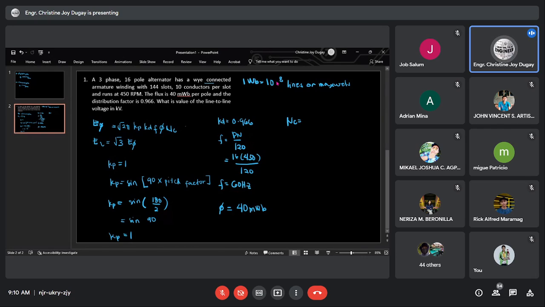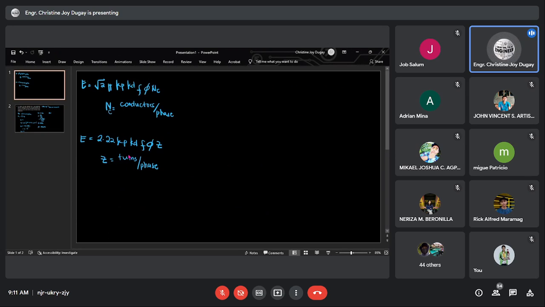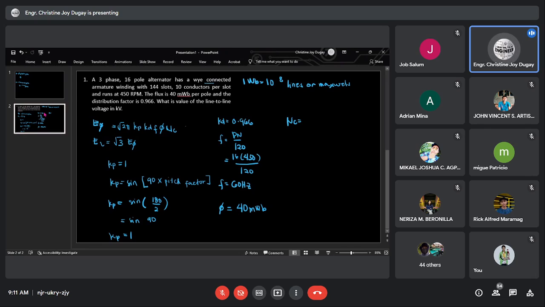NC is equal to, ano? Saan natin makukuha? Ma'am, turns per phase yung NC. Subukan natin yung NC, dapat natin is turns per phase muna. Nakaganyan muna siya, no? If NC natin is turns per phase, so saan natin makukuha?